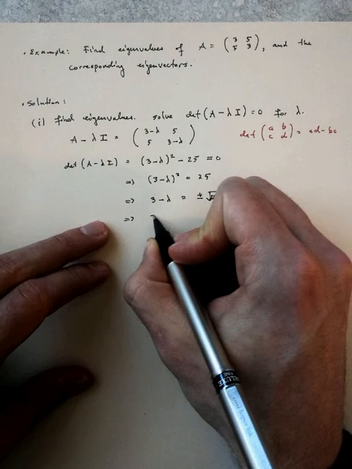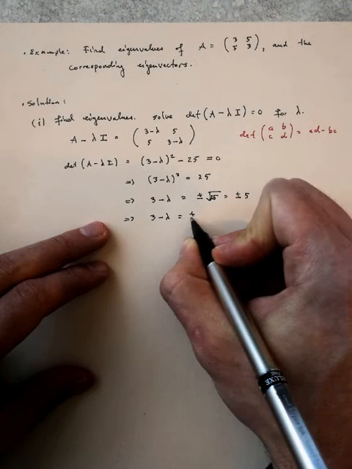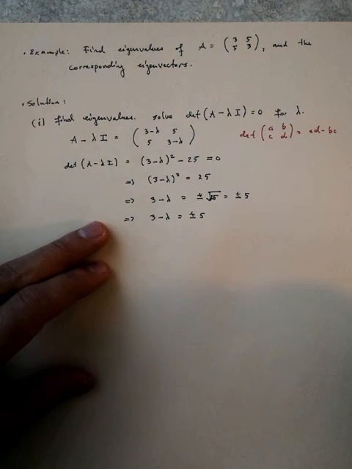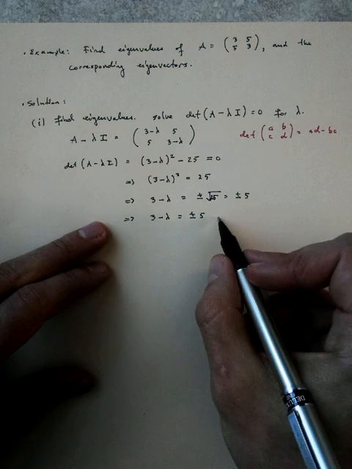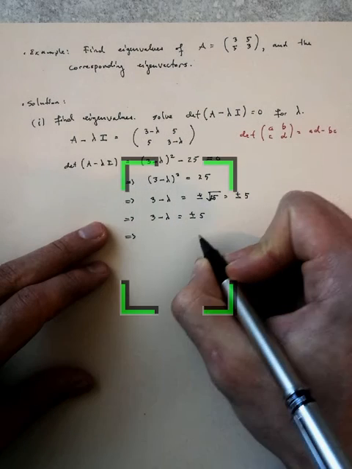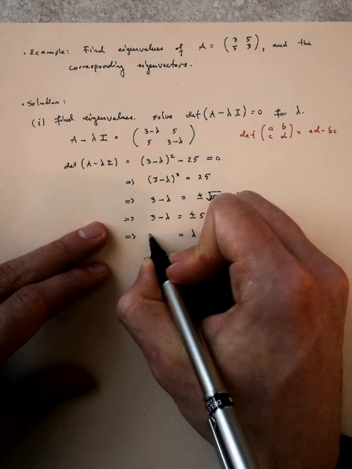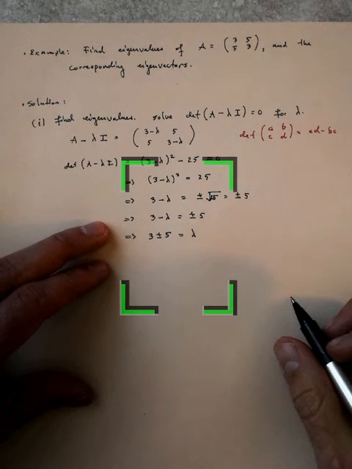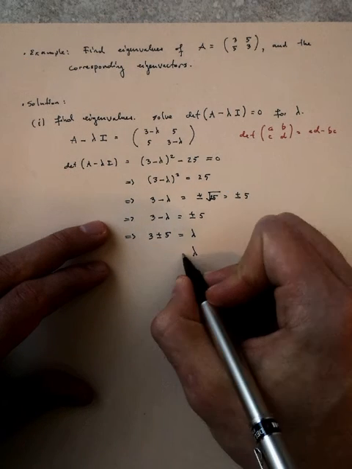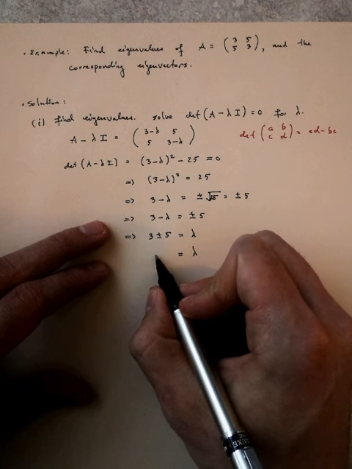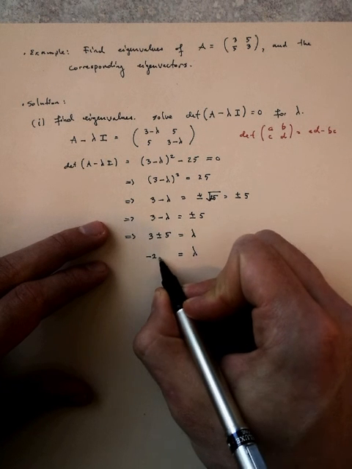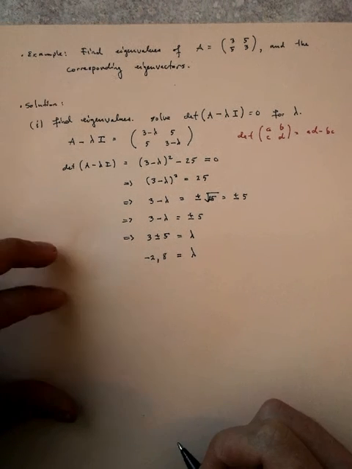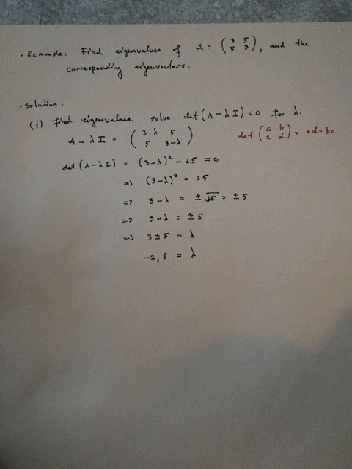Okay, so if 3 minus lambda is equal to plus or minus 5, let's solve that for lambda, so let's move lambda over here and subtract this. Lambda equals 3 plus or minus 5. So lambda equals -2 or 8.